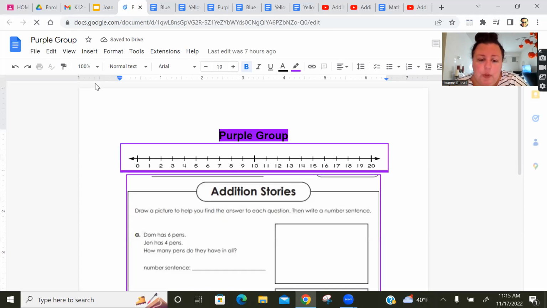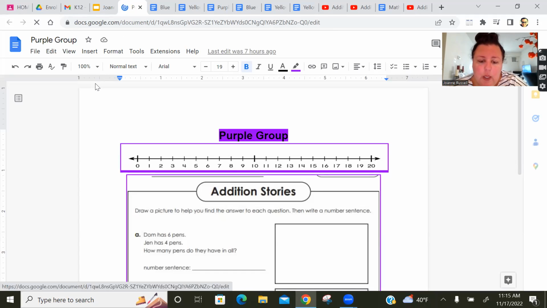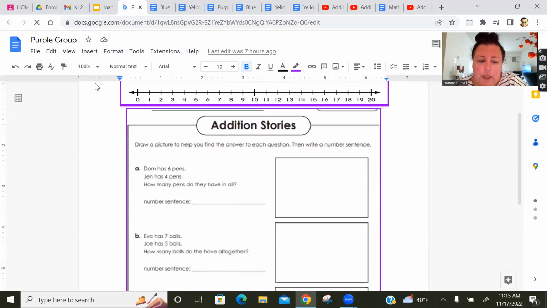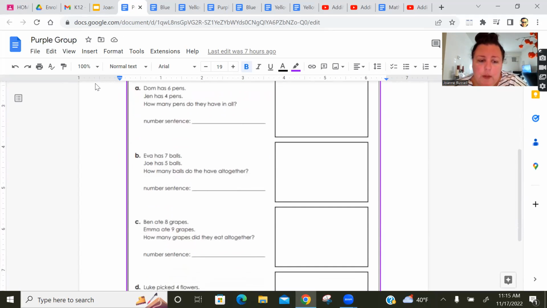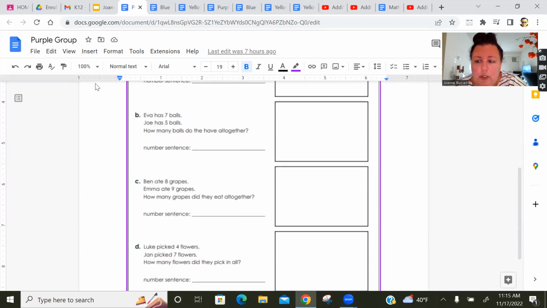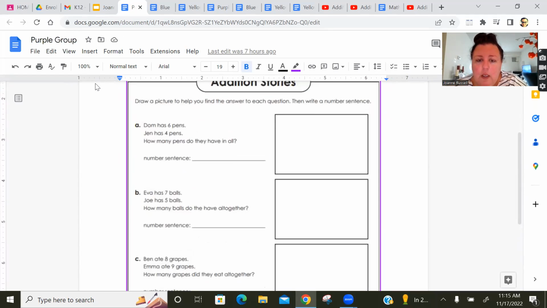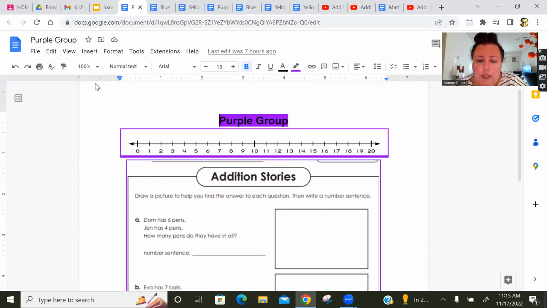As you see, the purple group has the number line up at the top for them to use, and they have a few story problems to help them to read and to solve. And they will be encouraged to use their number line to solve these problems.